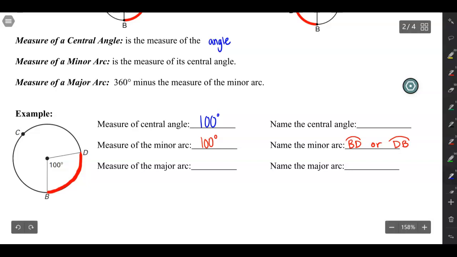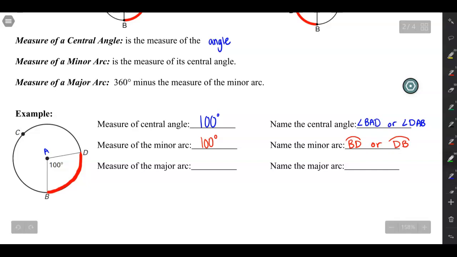Let's jump back to the central angle because we forgot to name it. The measure of the central angle is 100 degrees. To name the central angle, we're going to need three points. We forgot to label the center of my circle, so let's label it A. The name of my central angle is going to be angle BAD, or I could name it the other direction, angle DAB. The important thing is that A is in the middle, because A is the vertex of the angle.